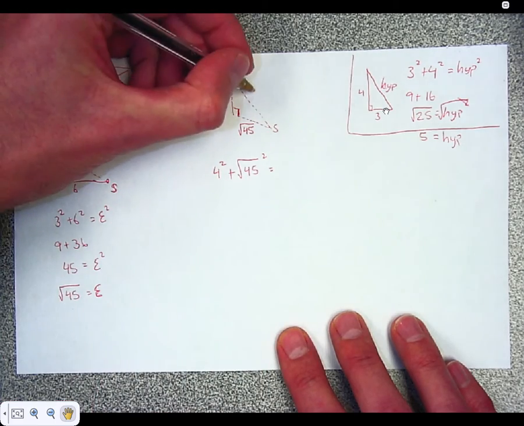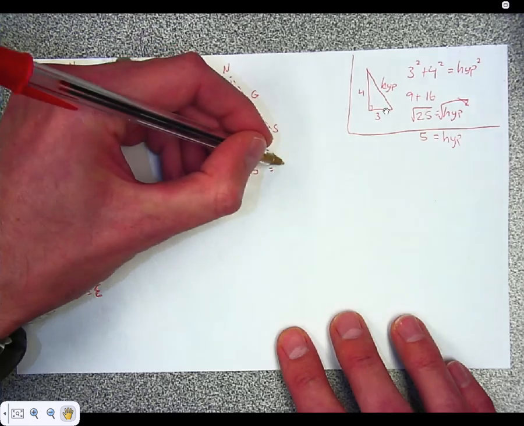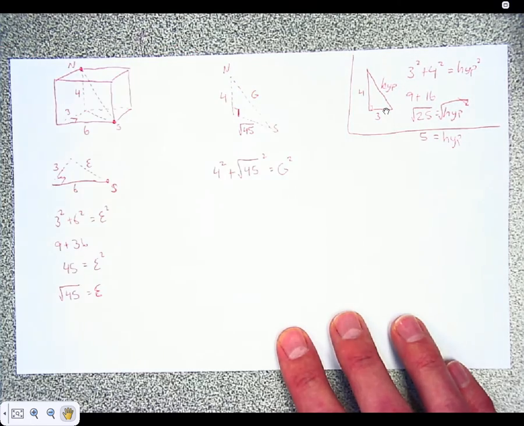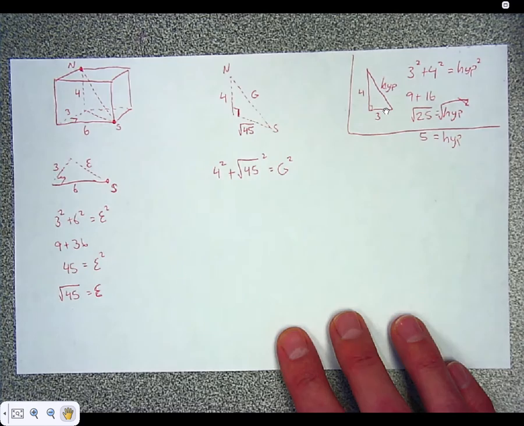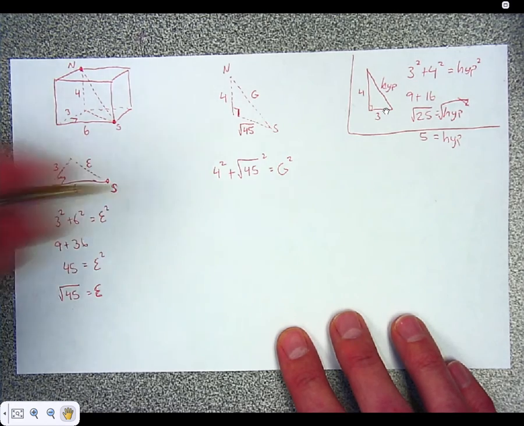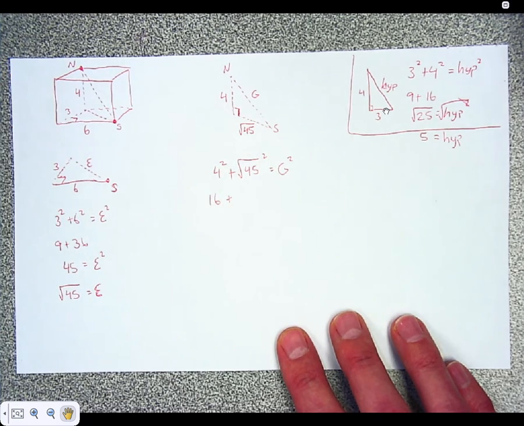And we'll call this G. I want to find G. So I'm going to go G squared. You can call it whatever you want. You can call it X, you can call it lightning bolt, Christmas tree, whatever. It doesn't matter what you call it. 4 squared is 16. And here's where I said don't freak out.